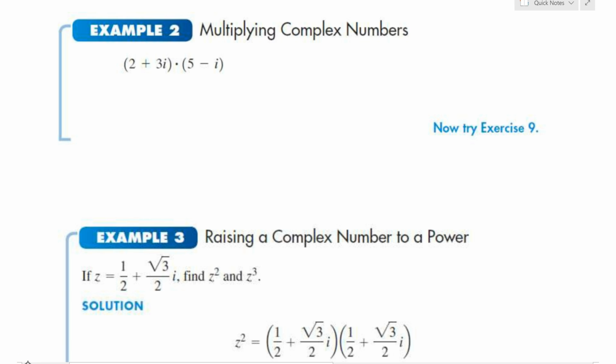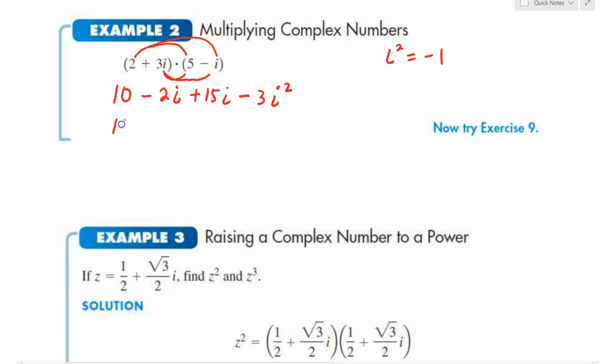With example 2, we're multiplying complex numbers. We're going to go ahead and apply the FOIL method. So we have 2 times 5, which gives you 10. 2 times i gives you negative 2i. And then 3i times 5 gives you 15i. And then 3i times negative i gives you negative 3i squared. Remember that i squared is equal to -1.